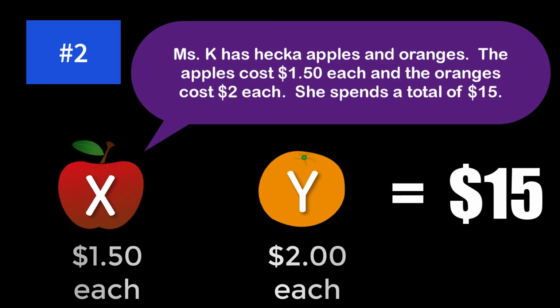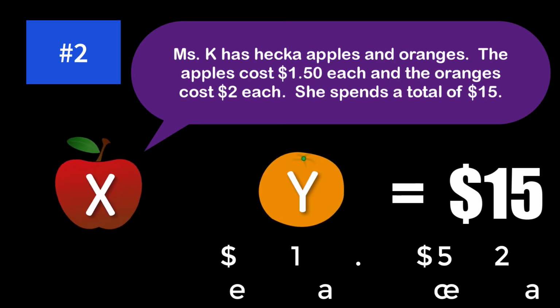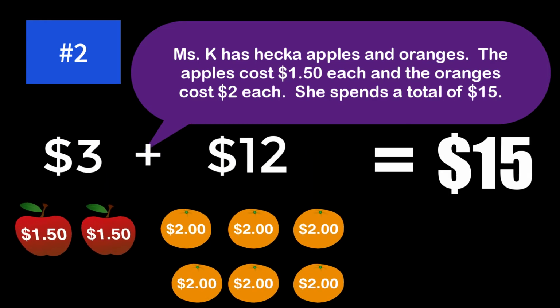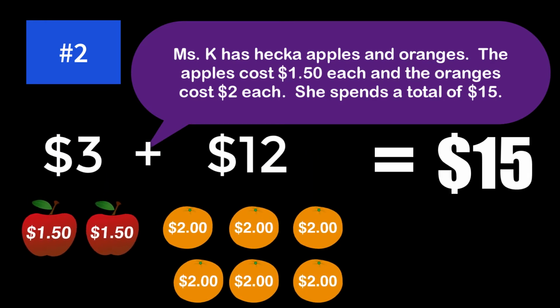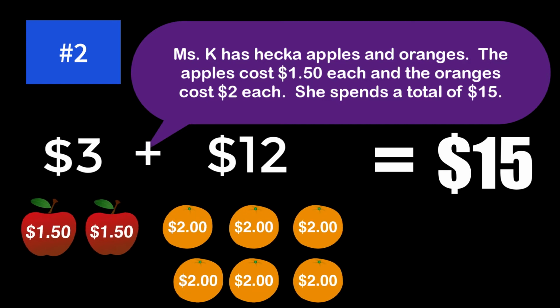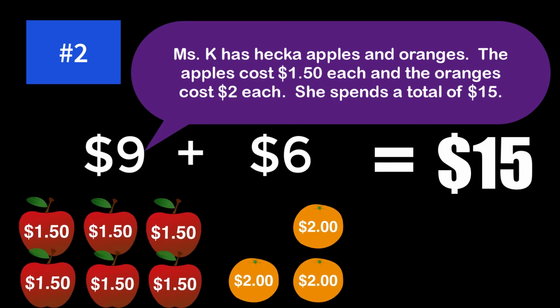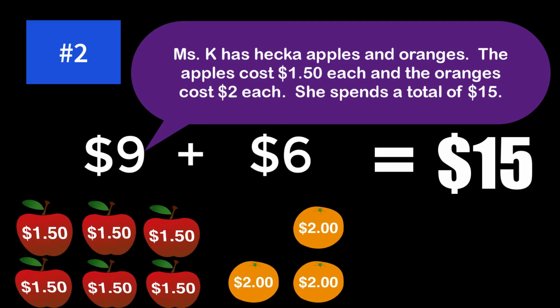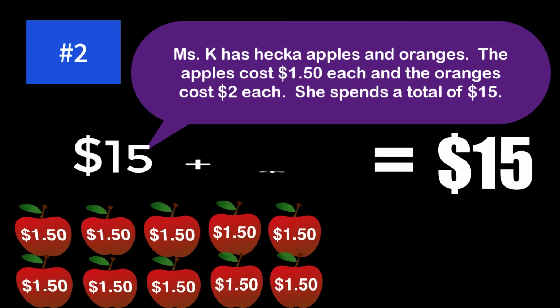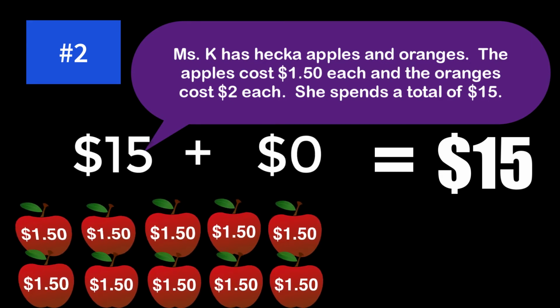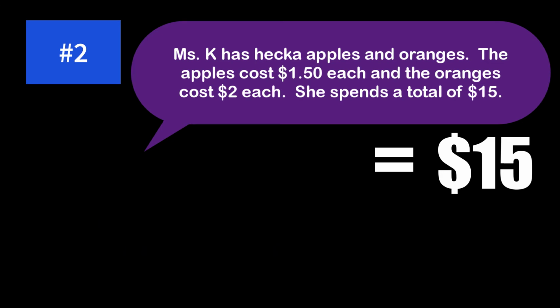To be clear, there are a lot of different ways that this could happen. If Miss K bought 2 apples and 6 oranges, the total would be $15. If Miss K bought 6 apples and 3 oranges, the total would also be $15. Or maybe Miss K just bought 10 apples. In any case, we need to write an equation for all of these possibilities.